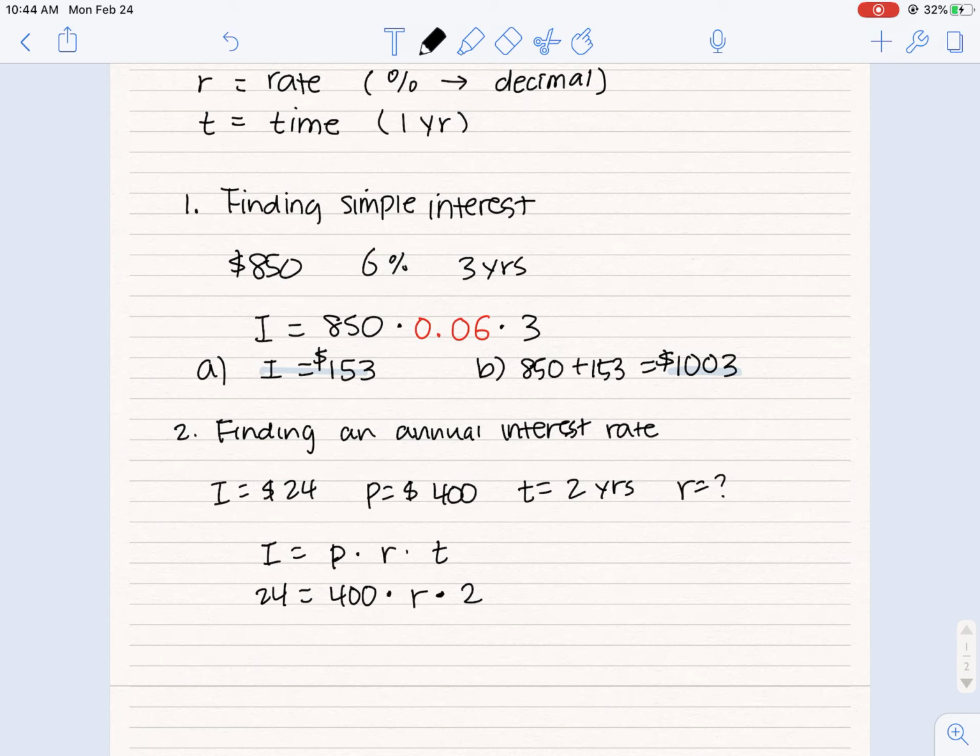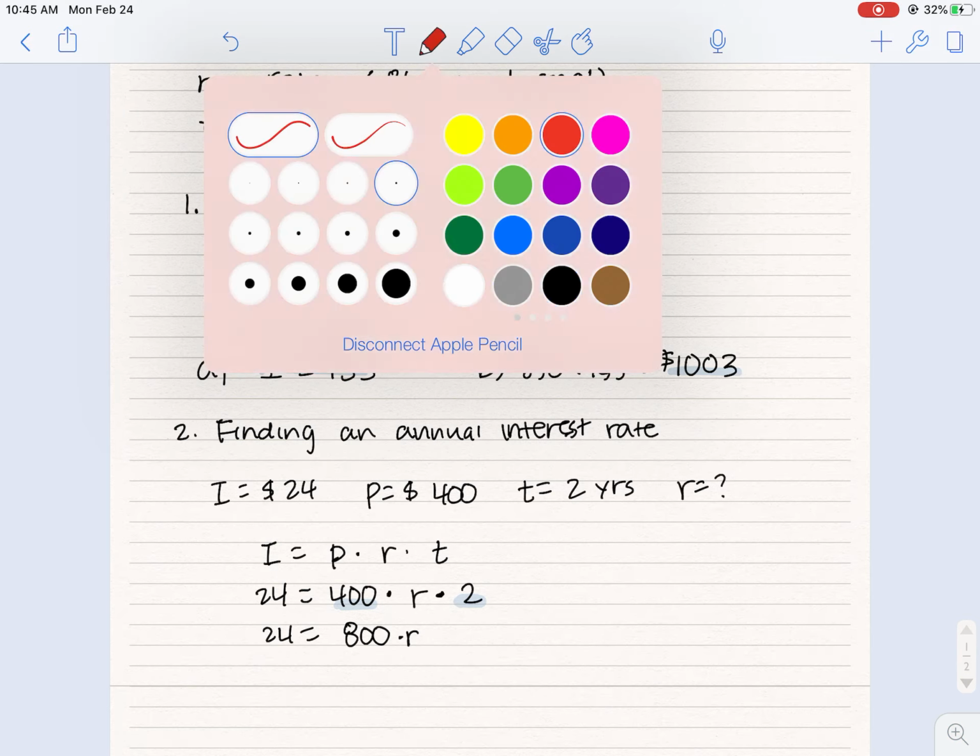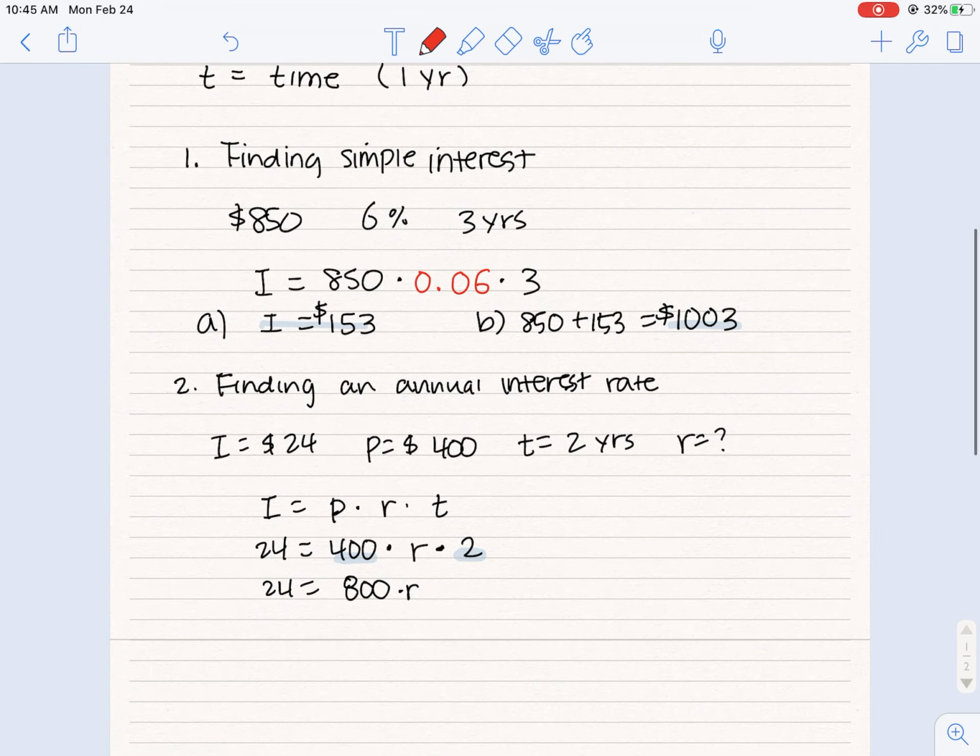So first, before I can do anything, I am going to work with 400 and 2, and I'm going to multiply them. The good thing about multiplication or addition is the order does not matter. They're going to give you the same answer. So if I do that, it's going to be 800 times R. Okay. Now if I have 800 times R equals 24, we can use our problem solving skills to find out what R is going to be.